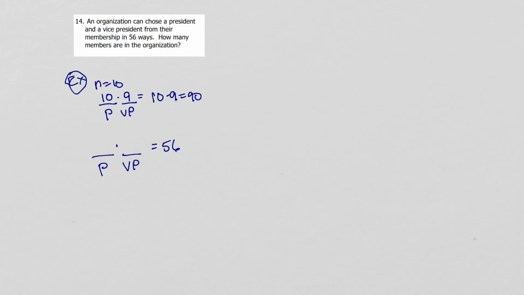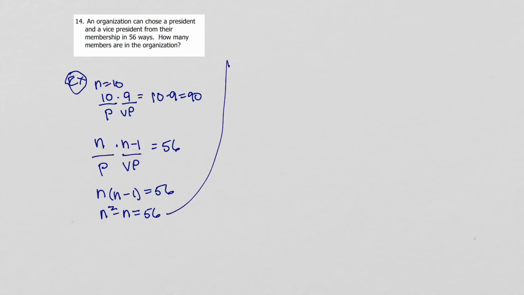Well, for the president, we could choose any one of those people that are in the organization. And why don't we do this? Let N or X or some letter represent the number of people in the organization. So I'll use an N here. So there's N people from which we could choose to be the president, and then there's one less than that to give us the 56. So let's multiply this out together and see where it takes us. So N times N minus 1 is 56. Multiply through, we'll get N squared minus N equals 56.